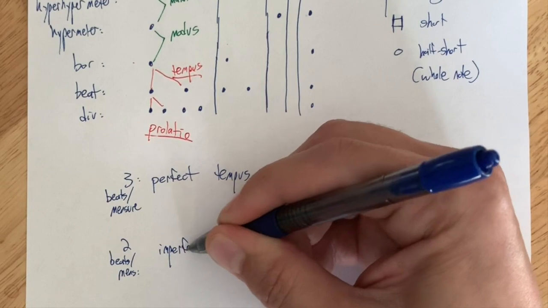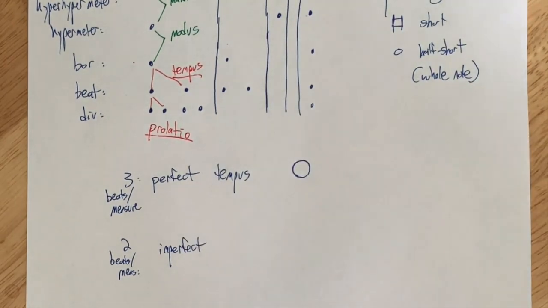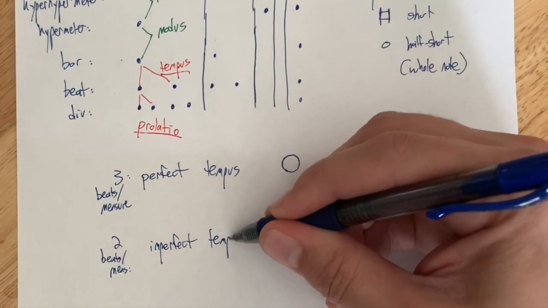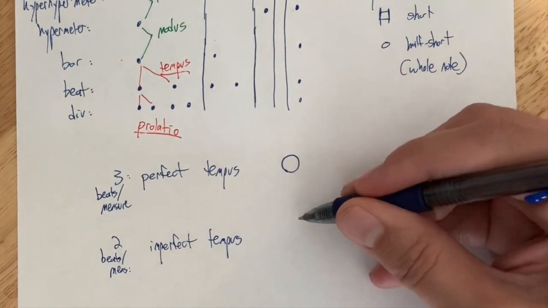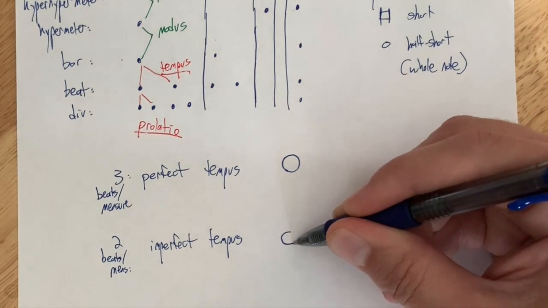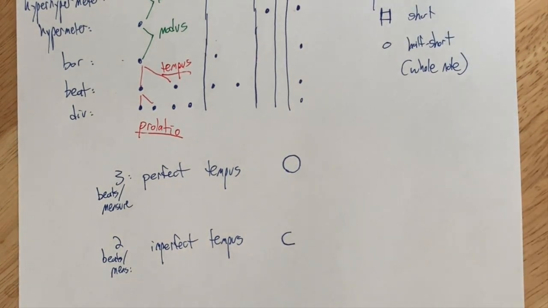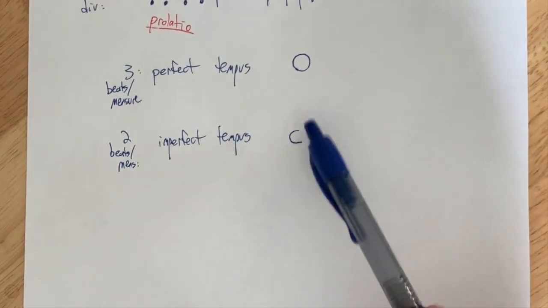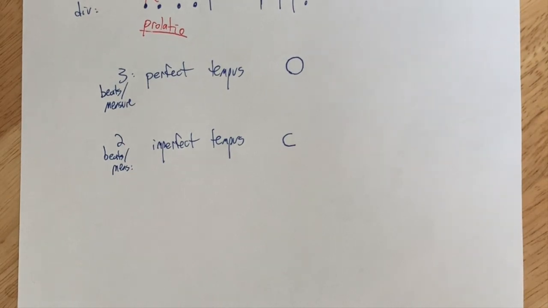I don't think it was really a value judgment. There's plenty of music back then that has 2 beats per measure, but this is what they called it, an imperfect tempus. And they took their perfect shape, which is a circle, and they turned it into half a circle, which looks just like a C. And in fact, this C is still with us today.